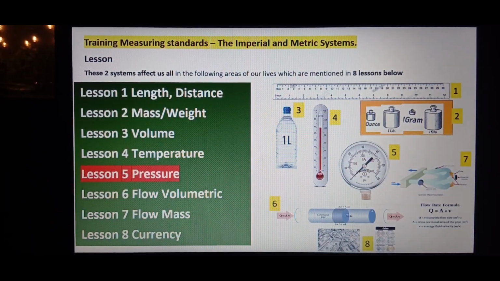As you know, in the Imperial and the Metric System, we have these 2 systems which affect us whenever we do anything like length and distance, mass and weight, volume, temperature, pressure, flow, even currency. These 2 systems seem to run through all of these different subjects. So this whole series on the Imperial and Metric System will consist of basically 8 lessons, but lesson 5 will be in 2 parts.